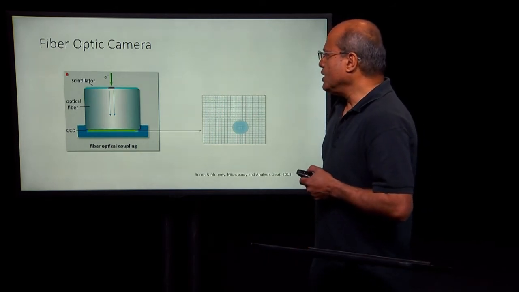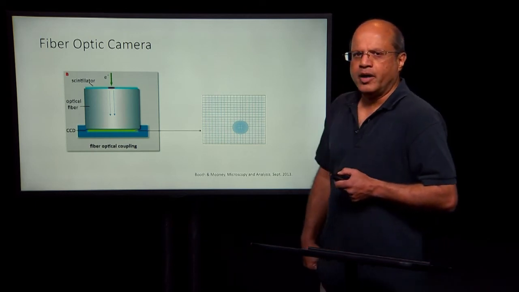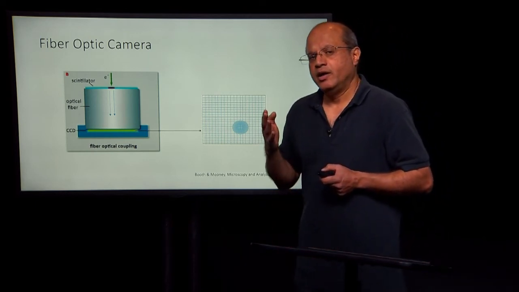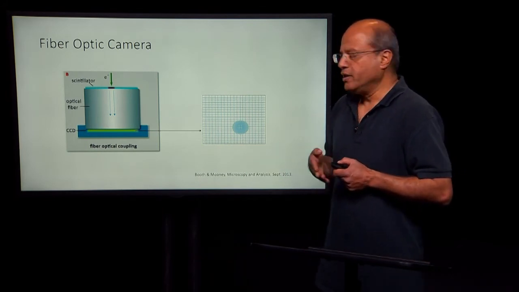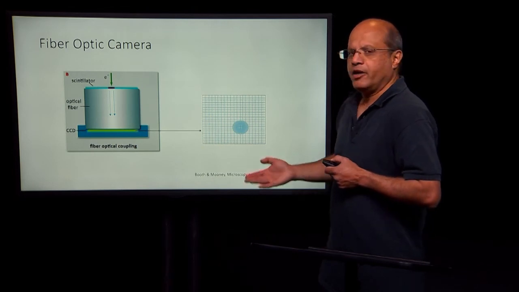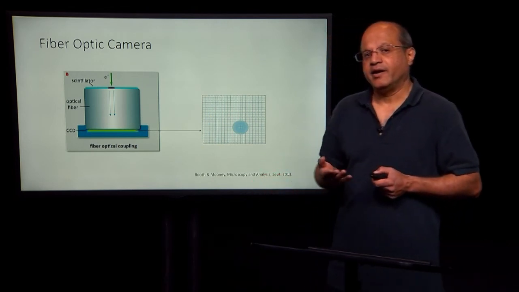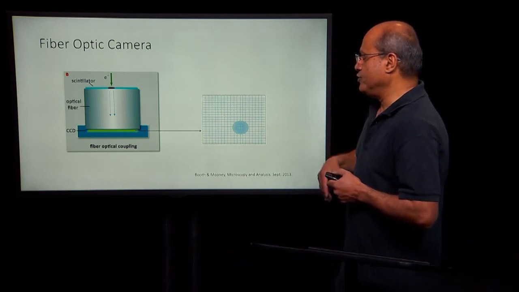So here's an example of what an electron microscope camera does. There are essentially 2 generations of cameras that we have to deal with. The older generation is a fiber optic camera, and the newer generation is a direct electron counting camera. So let's look at the fiber optic camera first.